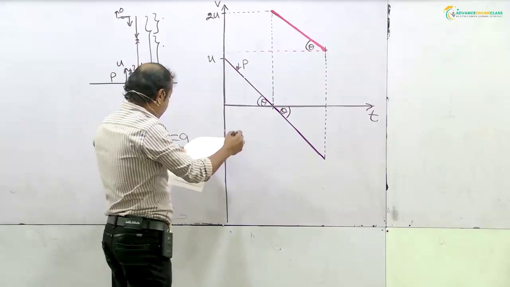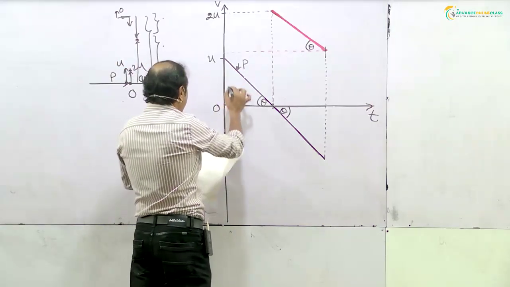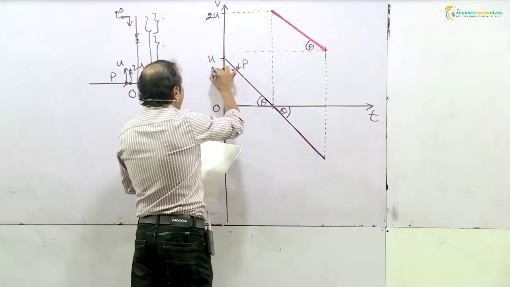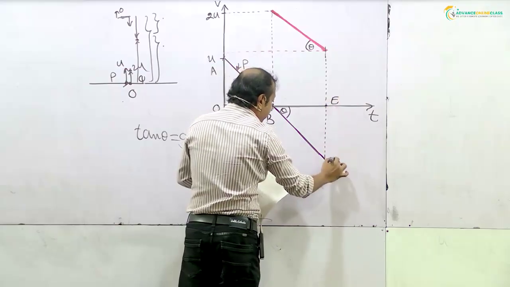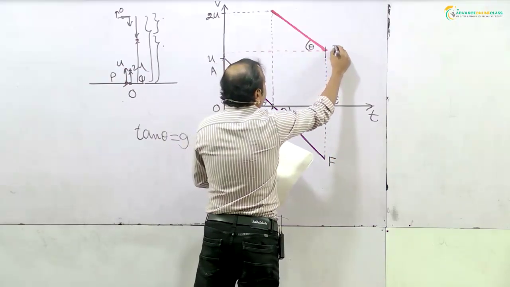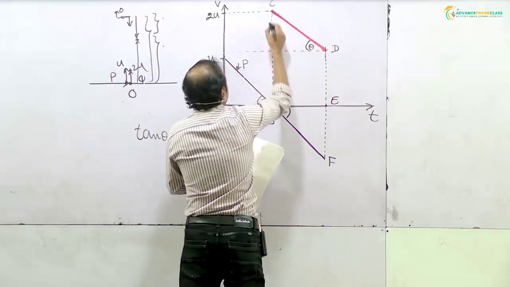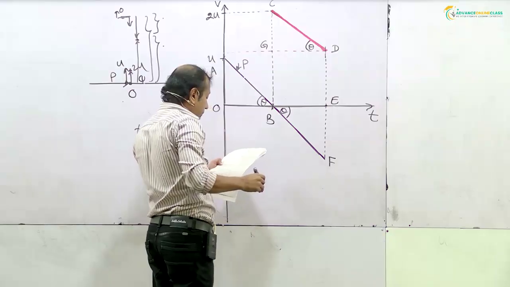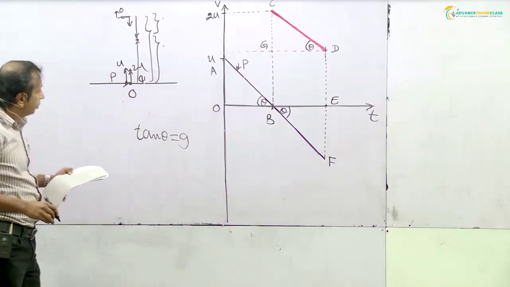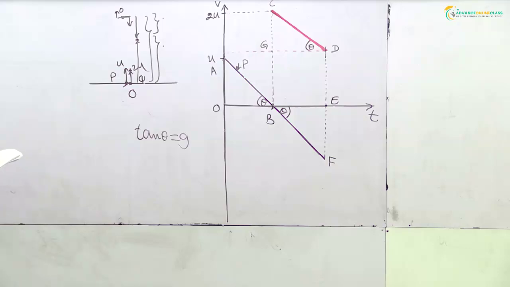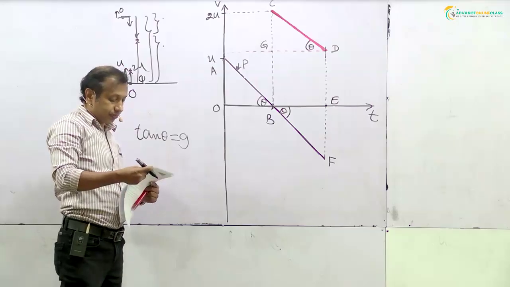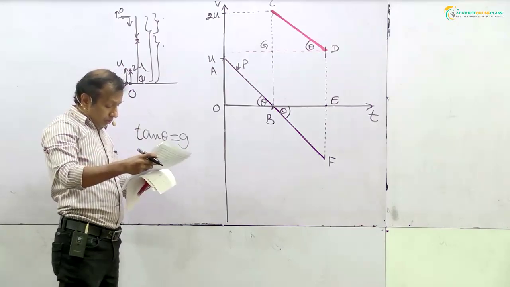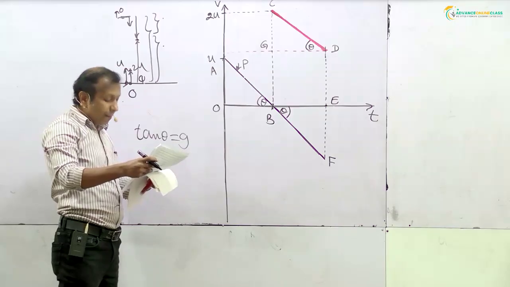I take this as O. This is A. This is B. This is E. This is F. This is D. This is C. This is G. Tan theta is G, we know. Maximum height ascended by P, for the first question. The particles meet at time T, velocity of Q at this, height at the meeting.